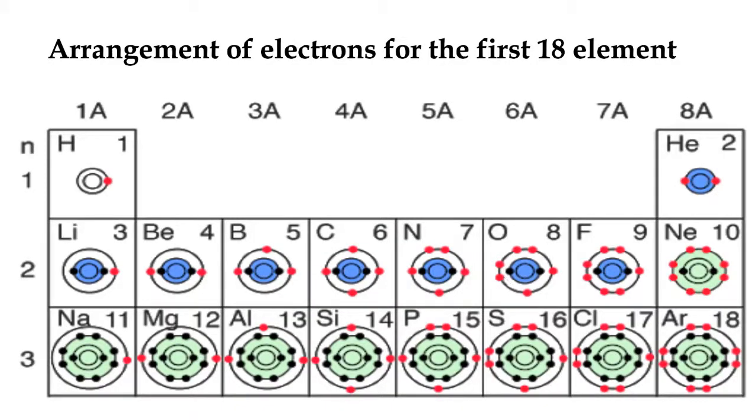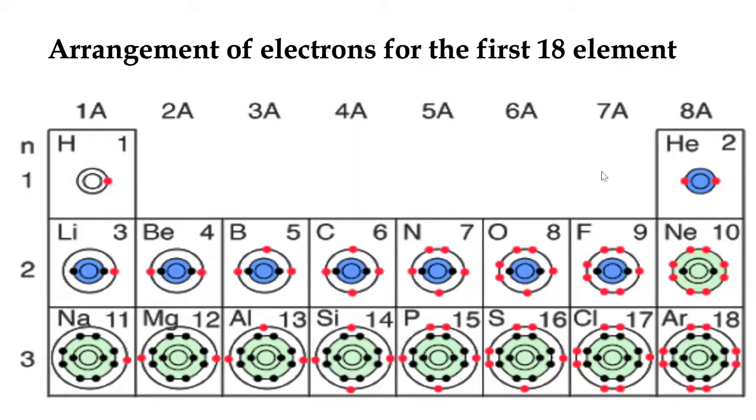Now coming to the arrangement of electrons for the first 18 elements. We all know that the first element is hydrogen. Its atomic number is 1. You can see hydrogen over here. Atomic number is given on the top right corner and symbol is given on the top left corner. Okay, children, and the central point, this particular thing, is the nucleus. And this is your first shell, which has 1 electron in it.